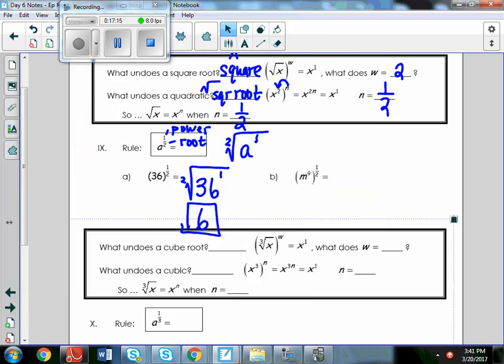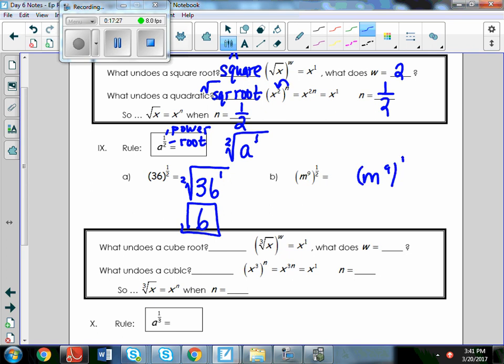But lots of times they don't give you numbers because they want you to know the rule. So like this, m to the 9 to the 1/2 means m to the 9 to the 1. That's its power, and that's its root. Power, root. Okay? So if I take m to the 9th and raise it to the 1, is it going to change it? No, it's just 1 times 9. So really what we're talking about is the square root of m to the 9. Now that won't always be a 1. It might be a different number.